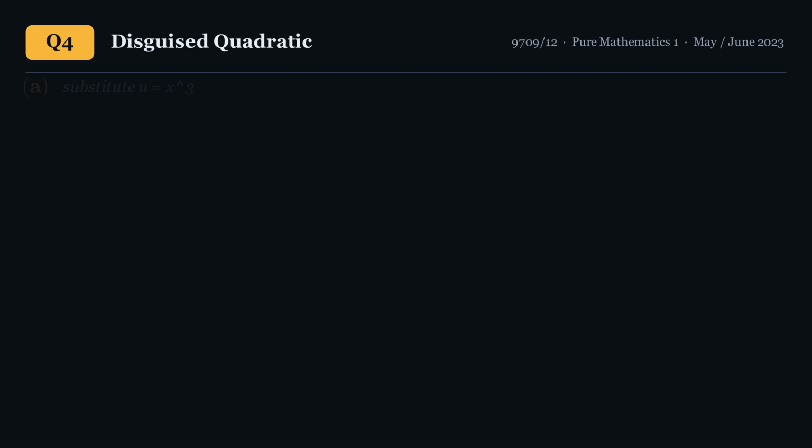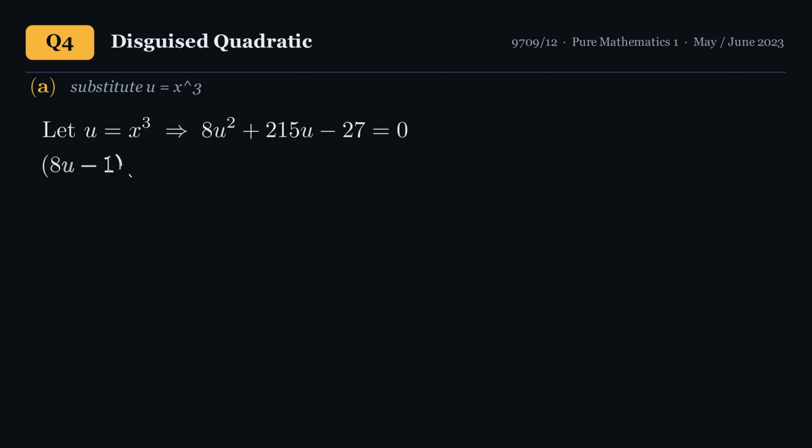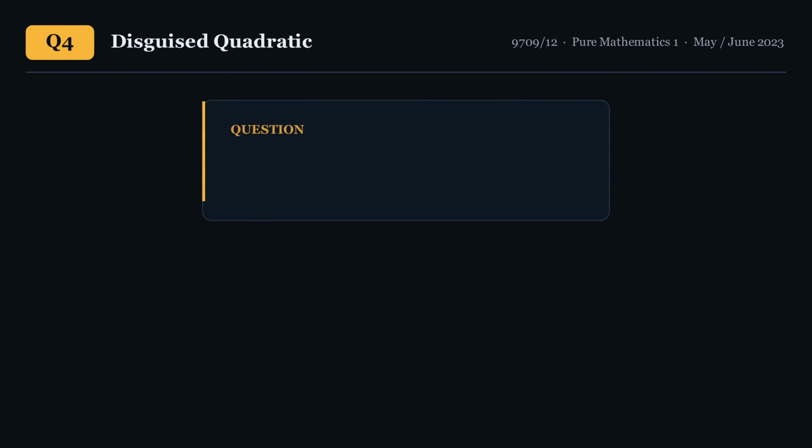Let u equal x cubed to reduce this to a quadratic in u. Let u equal x cubed. Factor the quadratic in u. So u is 1/8 or u is negative 27. Solve the equation 8x to the 6 plus 215x cubed minus 27 equals 0.